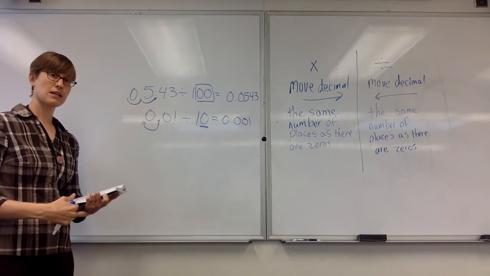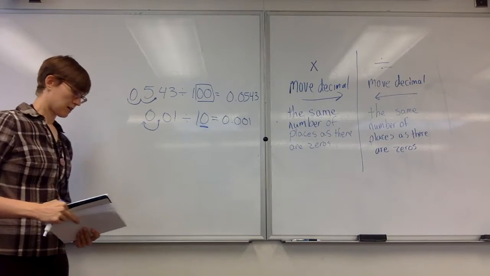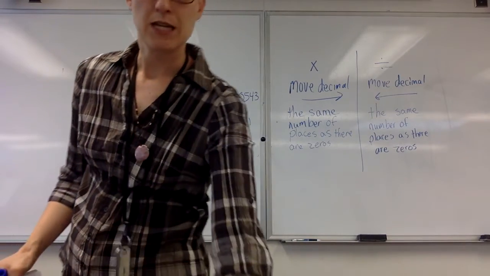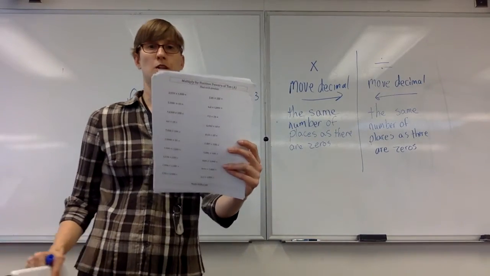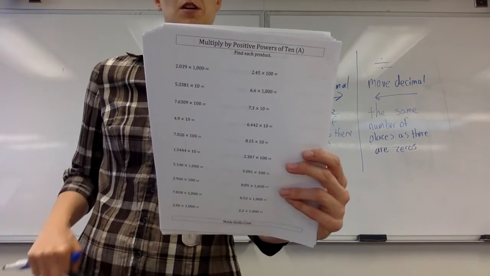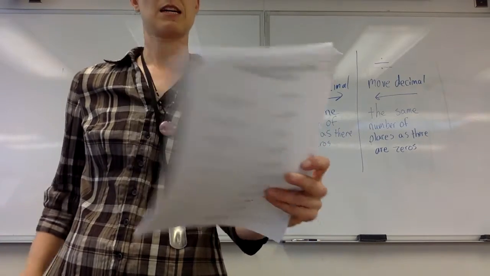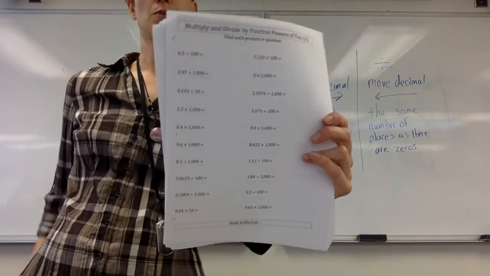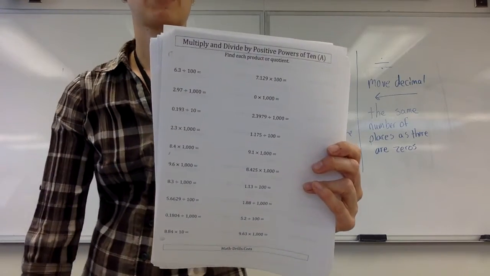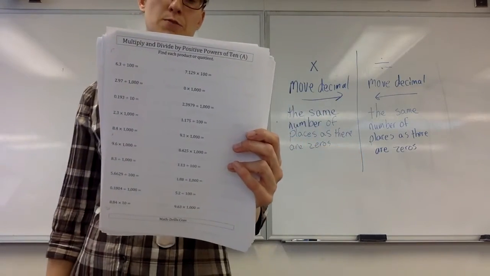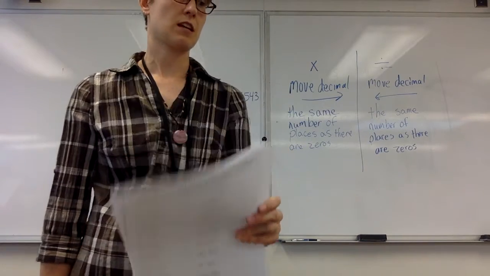If you're feeling good about that, then great. If you're feeling good about it, it's time to just pause the video and work through the handout: Multiply by positive powers of 10, and on the back side, multiply and divide by positive powers of 10. So take a few minutes to do that, then check your answers on Canvas.